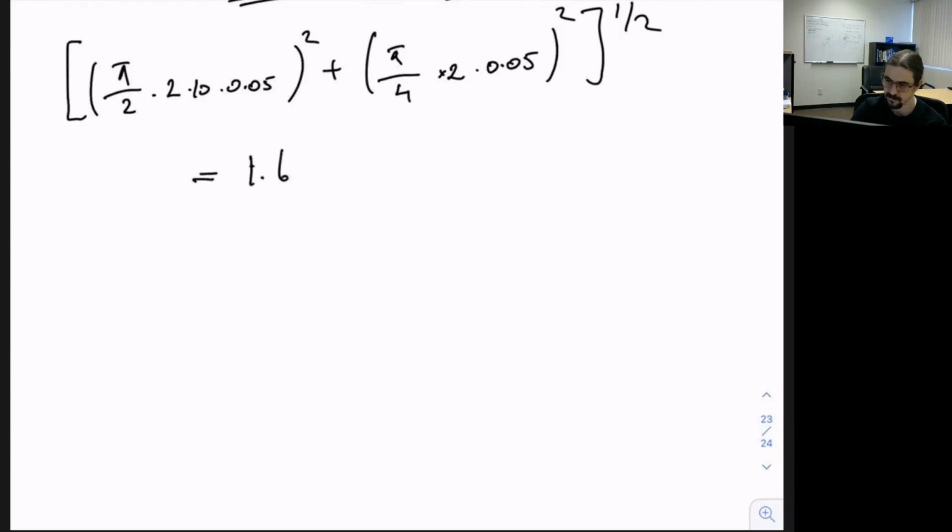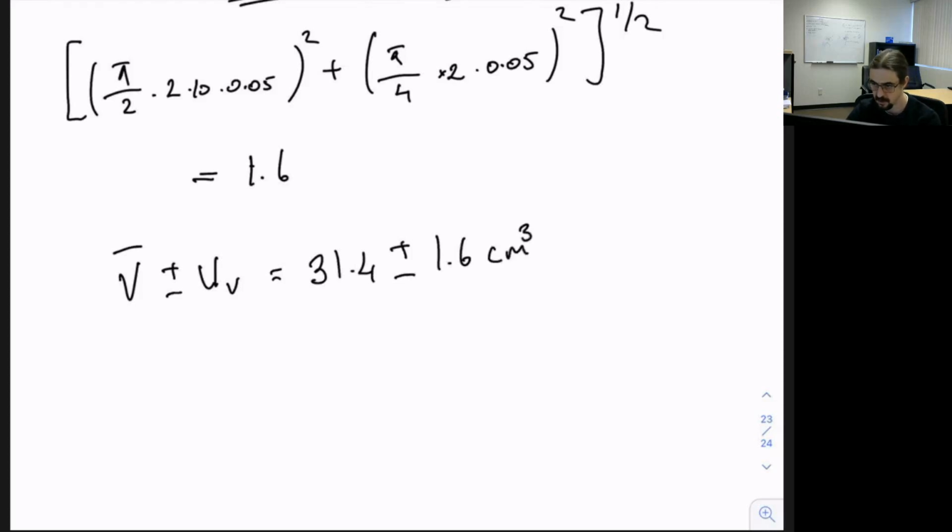If I do that, that's going to be 1.6. So then we can write the estimated volume plus minus the uncertainty as 31.4 plus minus 1.6, and that was in centimeters, so that will be centimeters cubed at 95 percentile.